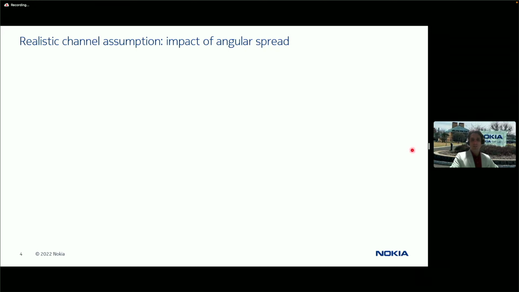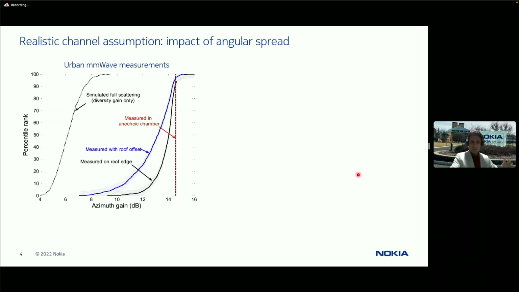Now, that impact that I was just talking about in terms of lack of full CSI can be explained in terms of angular spread, which shows the multipath richness of the channel. The large RIS aperture creates a very narrow beam. However, if the angular spread of the channel is much wider than those beams, which we learned in practice it is, then a lot of that gain is going to be lost.